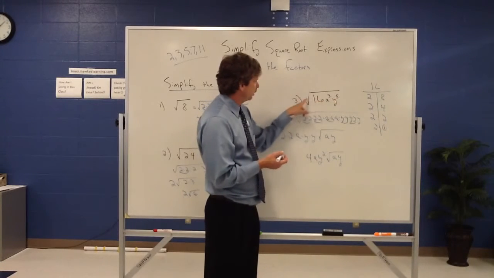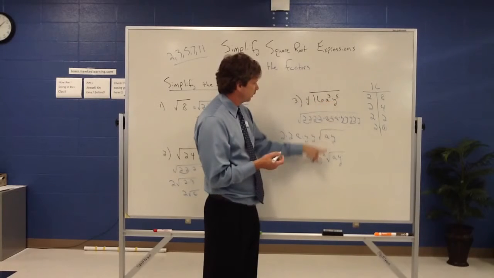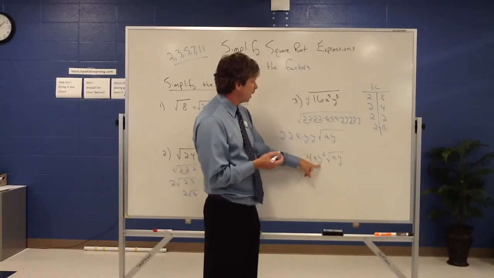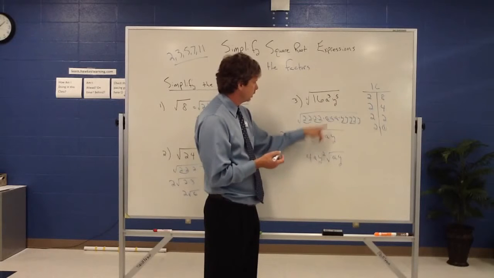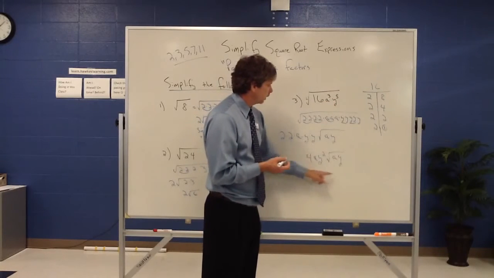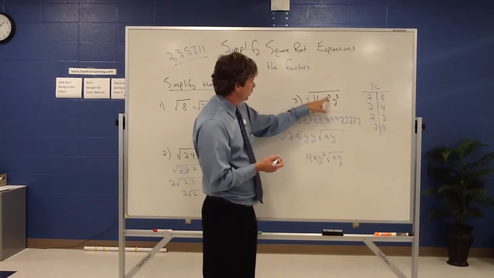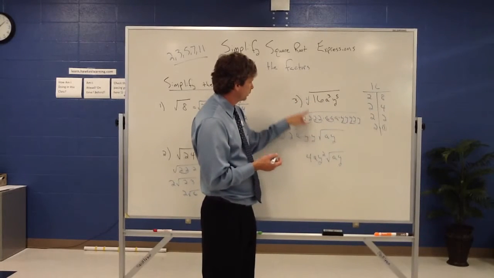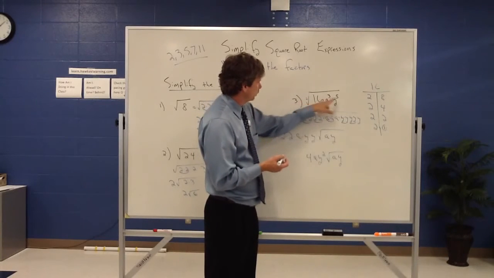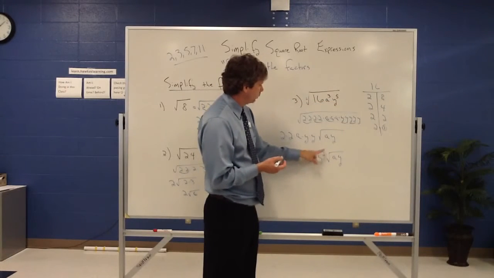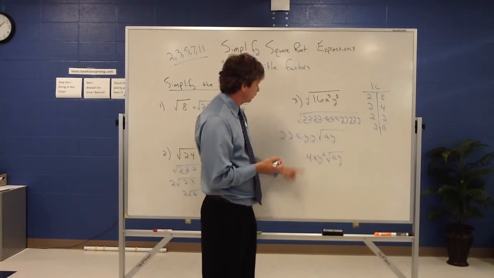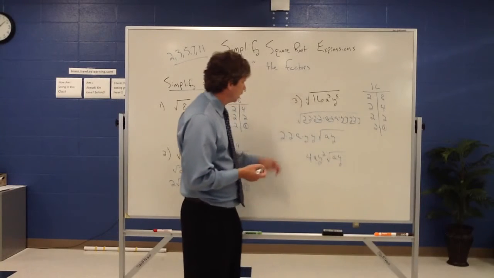2 goes into 5 twice. It tells me that 2 y's come out. There are 2 pairs of y that come out, and there's a y left over. So I can literally do that mentally. The square root of 16 is 4. 2 goes into 3 one time, so an a comes out, and we also have an a left over. 2 goes into 5 twice, so 2 y's come out with 1 left over. That would be another way of doing it.